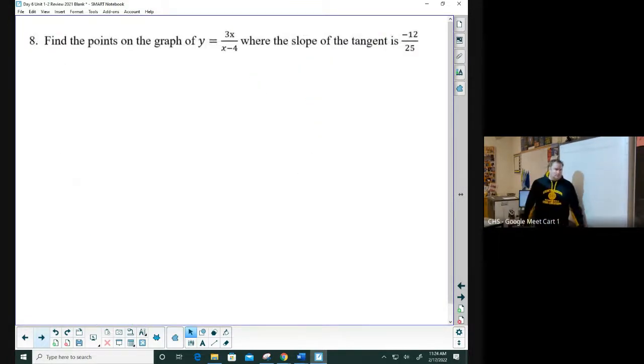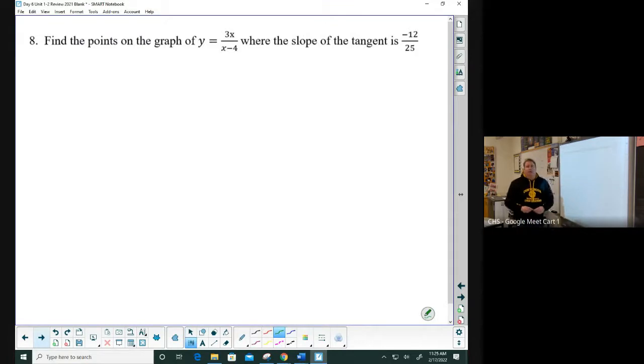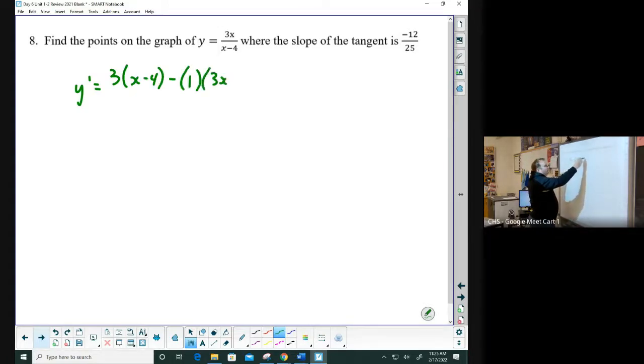So the function is 3x over x minus 4. We're going to differentiate that. You can see there's lots of practice of the quotient rule on this review. That's so you're in good shape for the test. Derivative of the top is 3 times the bottom, minus derivative of the bottom times the top, all over the bottom square.